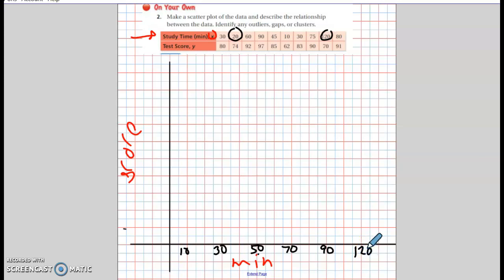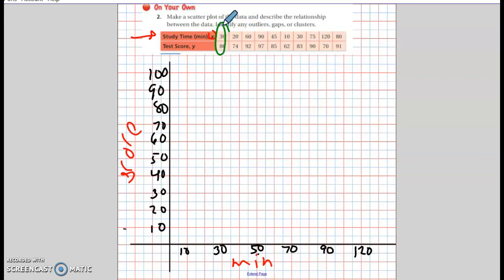120. Okay. Now I need to do the same on the y-axis. Well, my smallest, if I'm counting scores on a test, is going to be 0, and I have to go all the way up to 97. So we'll say 100. And I think that same counting scale should work, so we'll count by tens. 10, 20, 30, 40, 50, 60, 70, 80, 90, 100. Great. Now that I think is the hardest part. Now we're just going to put points on this graph based on what is given to us in the table.